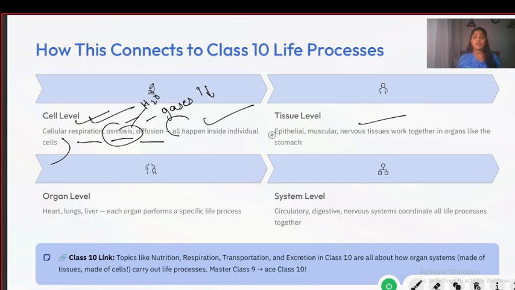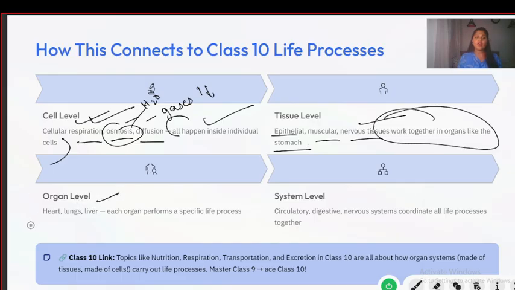At the tissue level, about epithelial, muscular, nervous tissue, how they work together, how the organs are made, how secretions are done. Then at the organ level, how the heart is formed, which muscles or which tissues are present, lungs, liver. Each organ will perform a specific process in life processes. So in life processes, you majorly connect these two important chapters.